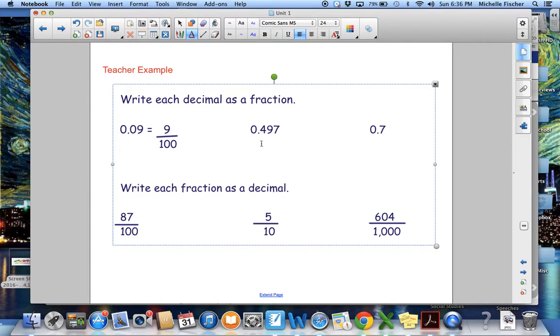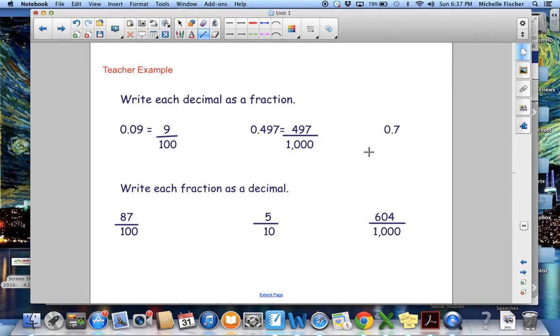Okay. Next one, 0 and 497 thousandths. My last number is in the thousandths place, so I know that my denominator is going to be 1,000. My numerator is going to be 497, the same as the number that's right there, over 1,000.